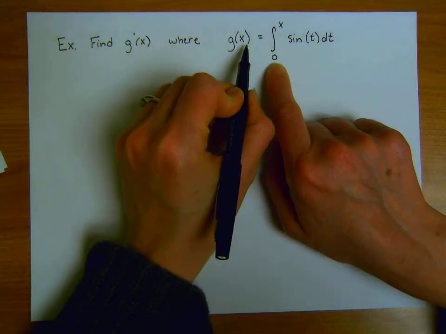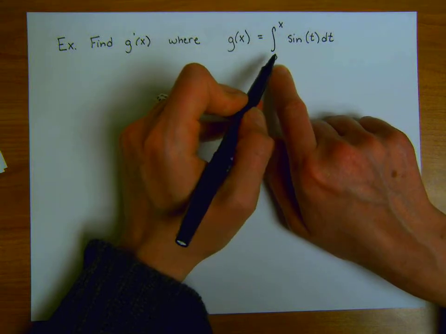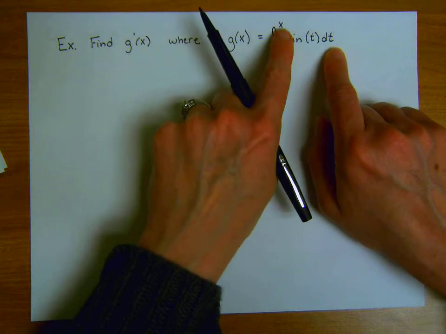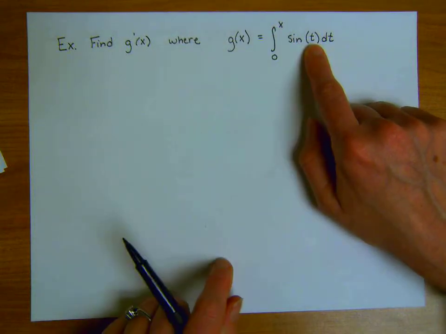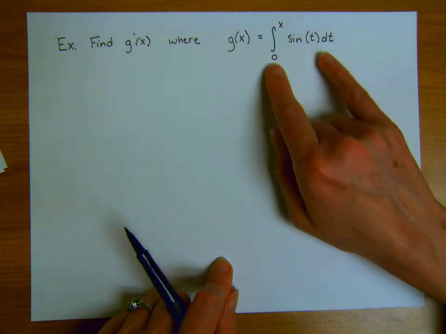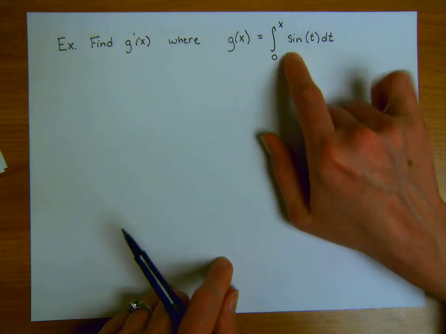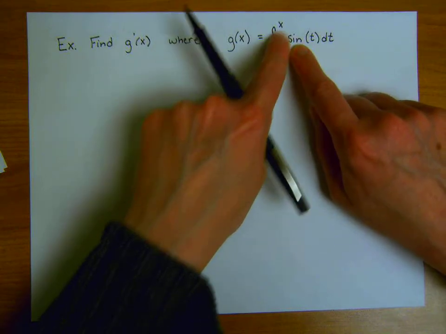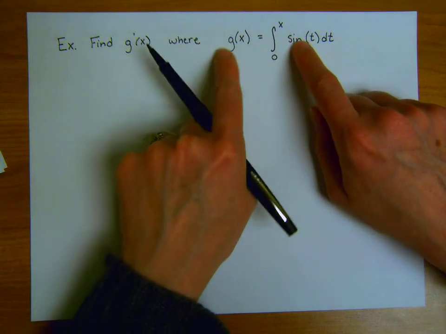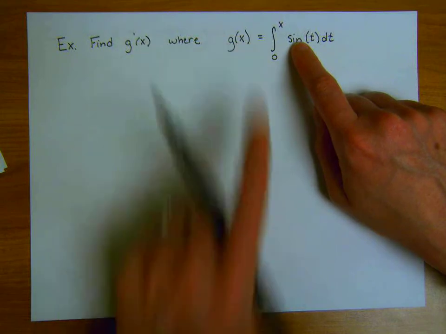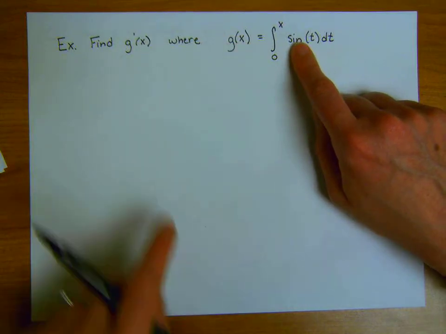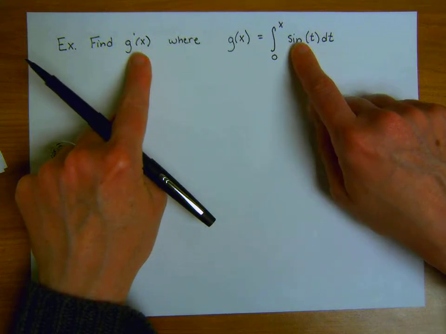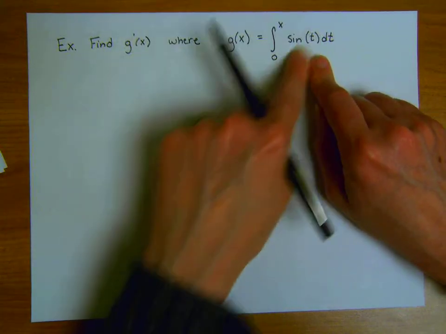Our function g of x is going to be equal to the integral from 0 to x of sine of t dt. Notice these variables are not the same because they aren't representing the same thing. I could draw a picture of this: as I start accumulating areas under this sine curve, I'm going to get out this new curve, g of x. But this question isn't asking us about the graph. This question is asking us, what is the derivative of this function?